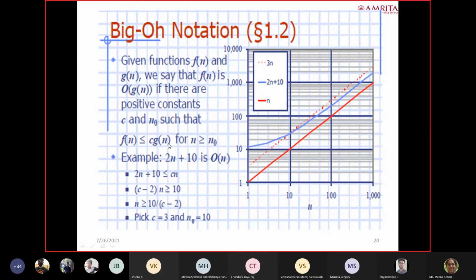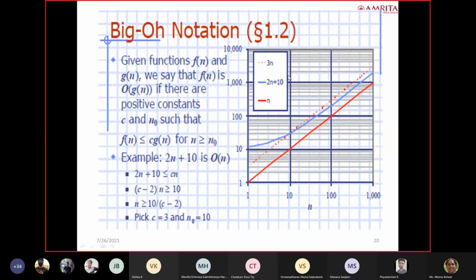f(n) is less than or equal to C of g(n) means f(n) at any time cannot grow more than g(n). f(n) can grow equal to g(n) because it is less than or equal to, right? The growth rate of f(n) depends on the growth rate of g(n) such that f(n) will never grow more than the rate of g(n). Then you say that, okay, this is the upper bound. Big O always represents the upper bound. So how much can f(n) grow? f(n) can grow at the maximum as much as g(n) can grow.